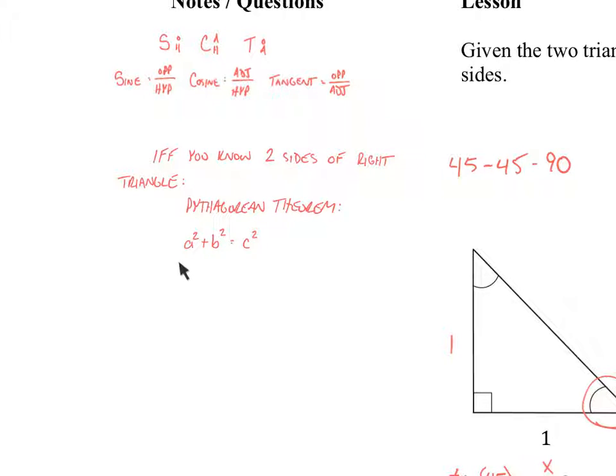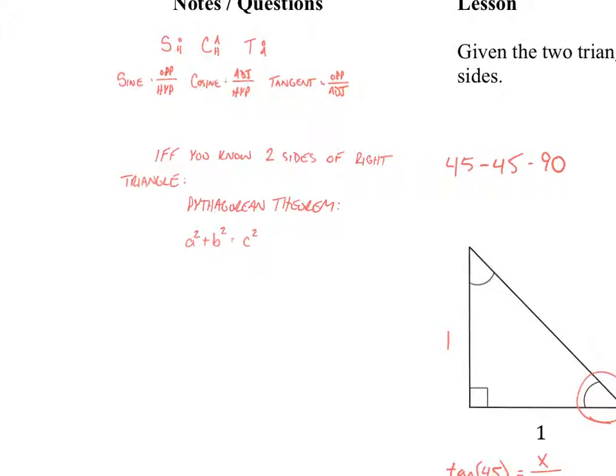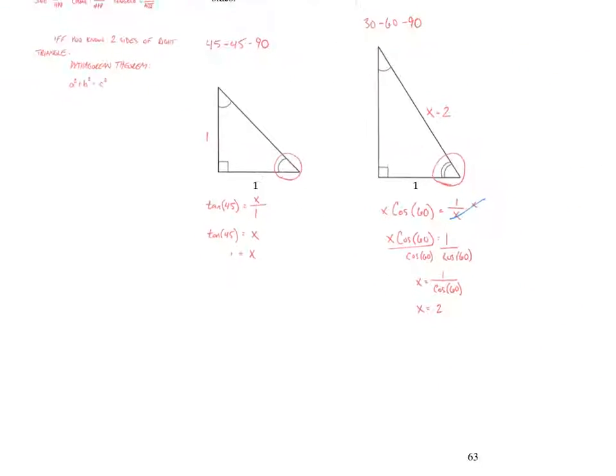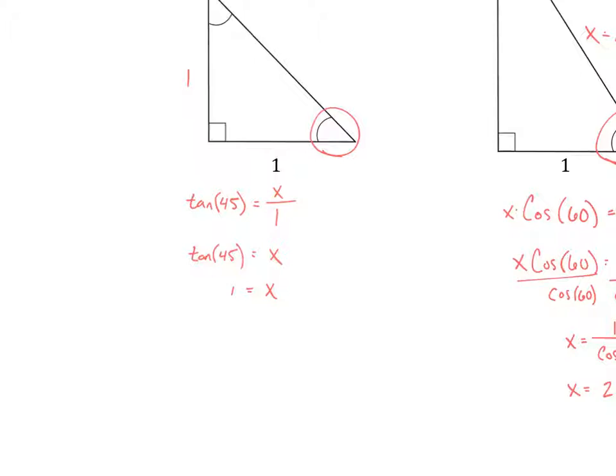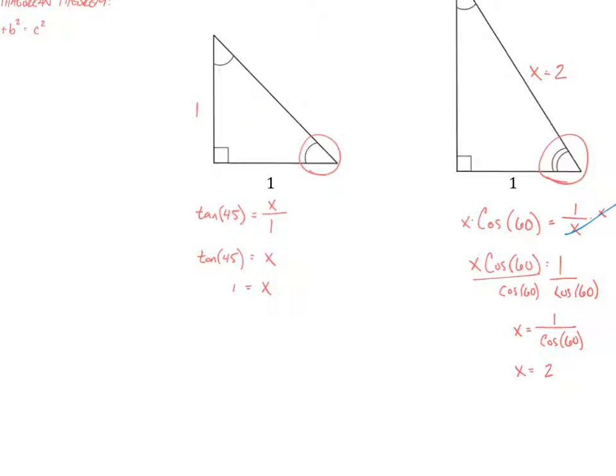And don't forget, if you have to make a note of this, do. a is one of your legs, b is another one of your legs, c is always the hypotenuse. So now that we know two of our legs, or two of our sides rather, we can use the Pythagorean theorem to find the third side. So in this case, a squared plus b squared is going to be 1 squared, because that's one of my legs, plus 1 squared, that's the other one of my legs, equals c squared.